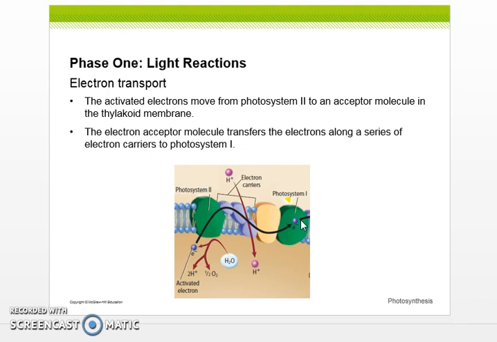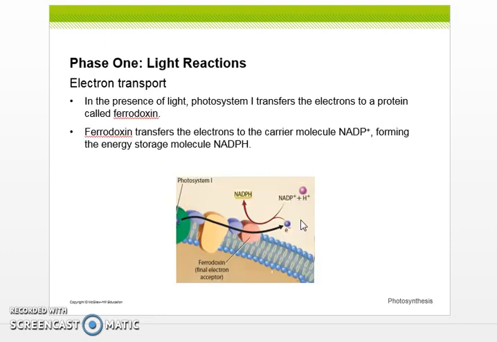The activated electrons move from photosystem 2 to an acceptor molecule in the thylakoid membrane. The electron acceptor molecule transfers the electrons along a series of electron carriers called photosystem 1. In the presence of light, photosystem 1 transfers electrons to a protein called ferredoxin. This transfers the electrons to the carrier molecule NADP, forming the energy storage molecule NADPH.